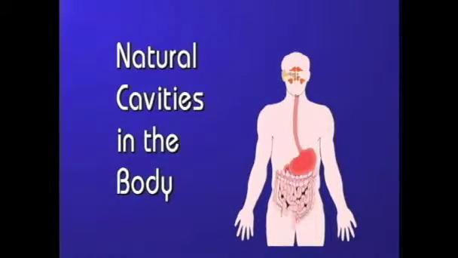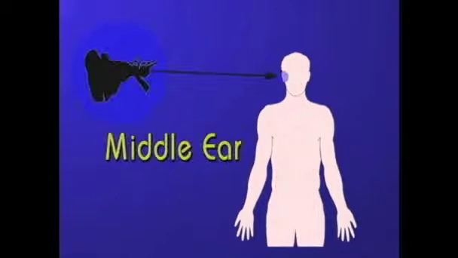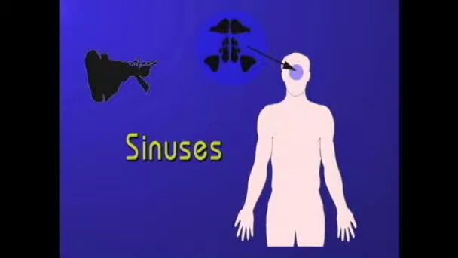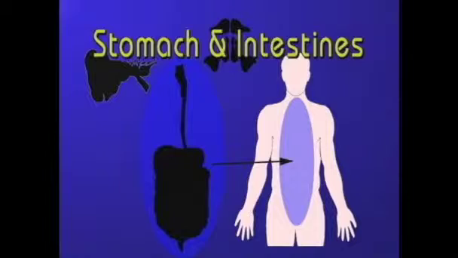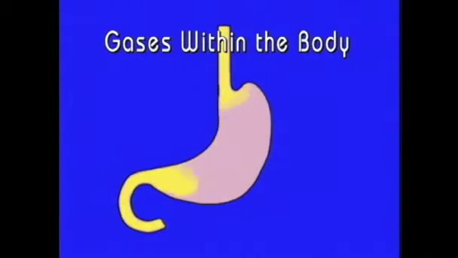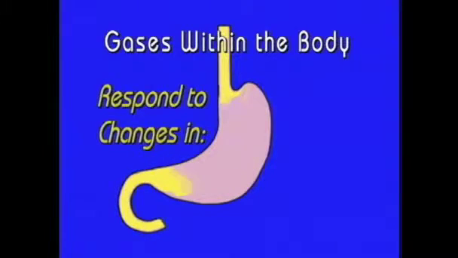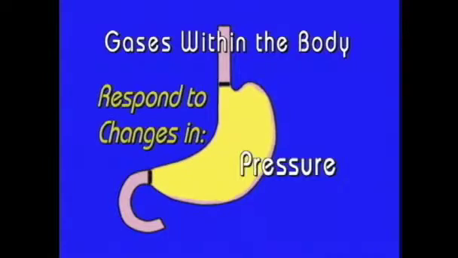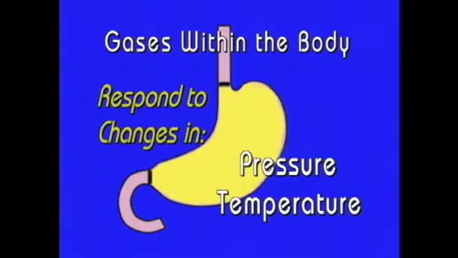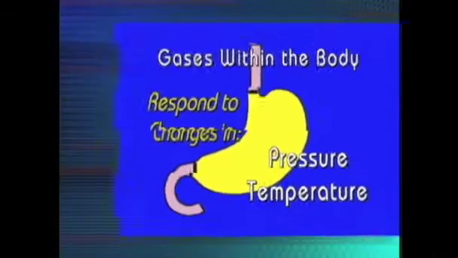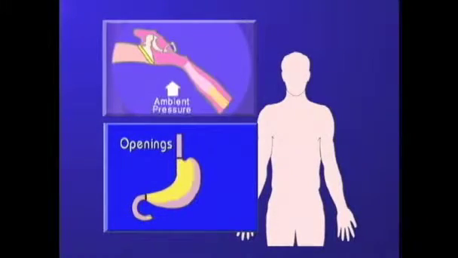The four areas of the body where trapped gas can occur are the middle ear, sinuses, stomach, and intestines. The gases within the body are governed by physical and chemical laws that describe how a volume of gas changes in response to changes in pressure and temperature. These body cavities each have openings that allow gases to enter or exit.